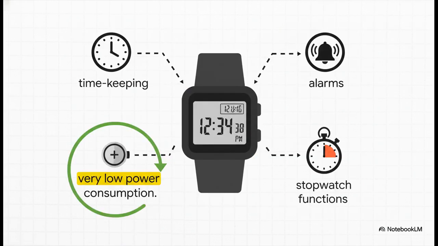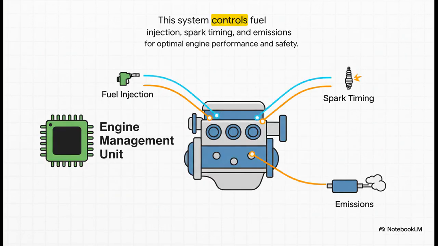A digital watch is another perfect, simple example of a device built around a single-purpose computer. It's a complete system right there on your wrist, but it's totally embedded, and its whole world revolves around keeping time, setting alarms, and maybe a stopwatch. That's it. Now for a more complex example.